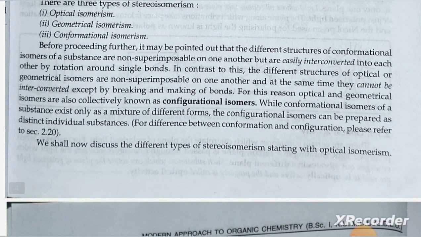For this reason, optical and geometrical isomerism are also collectively known as configurational isomerism, while conformational isomers of a substance exist only as a mixture of different forms. The configurational isomers can be prepared as distinctly individual substances. For the difference between conformation and configuration, please refer to section 2.20. We shall now discuss the different types of stereoisomerism, starting with optical isomerism.